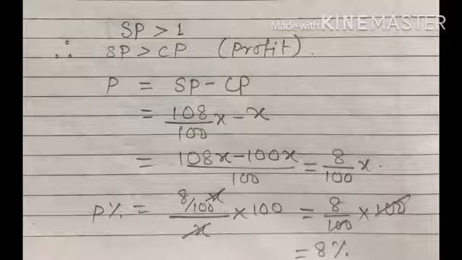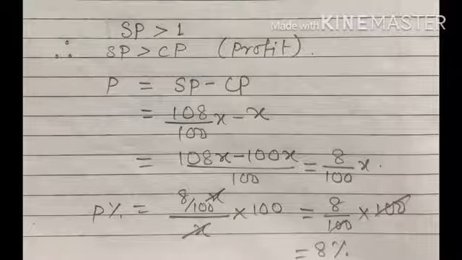Now see, the cost price is X and the selling price is 108 upon 100 X. So the selling price is greater than the cost price, and then there is a profit. So the profit is equal to SP minus CP, which is equal to 108 upon 100 X minus X. When you calculate this by taking LCM, you get 8 upon 100 X.